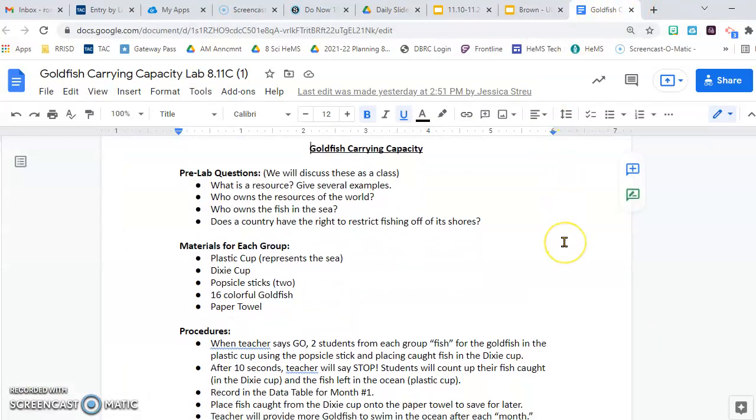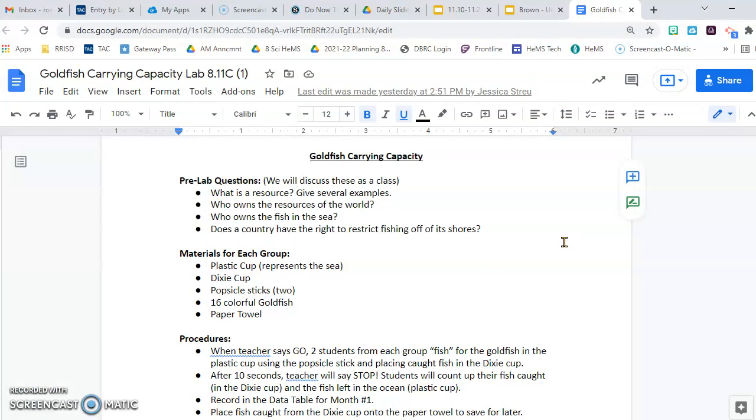Now, if you were here, we talked about some questions. What is a resource? And we talked about water. We talked about the fish. Who owns the resources? Well, none of us own them. Who fishes the sea? Man and animals. And then does a country have a right to restrict fishing off its shores? And that's kind of another one of those things. It's a free resource. Do we have the right to restrict that? So that's something for you to think about.